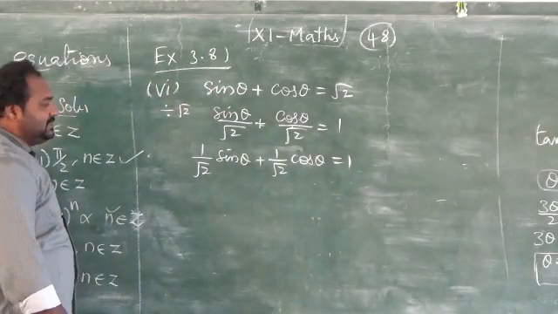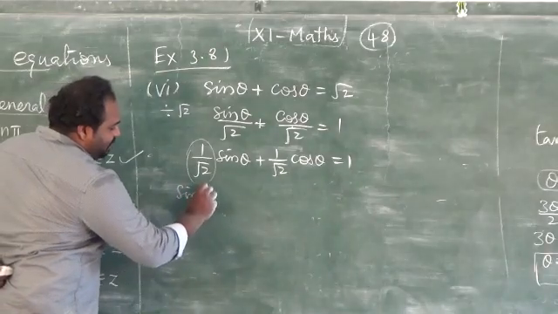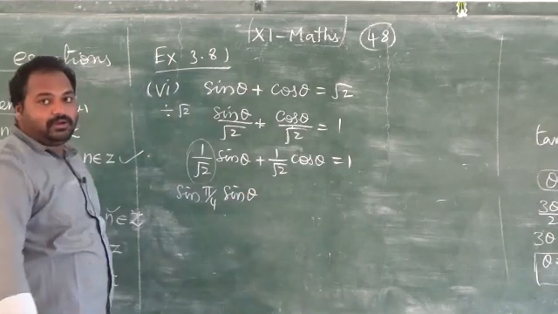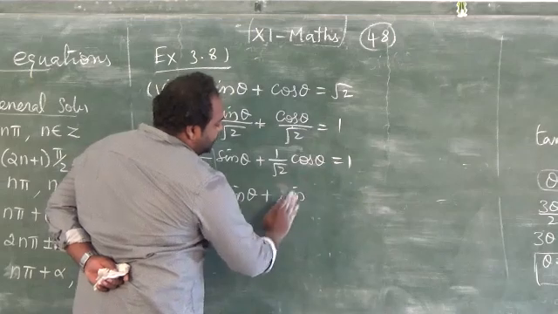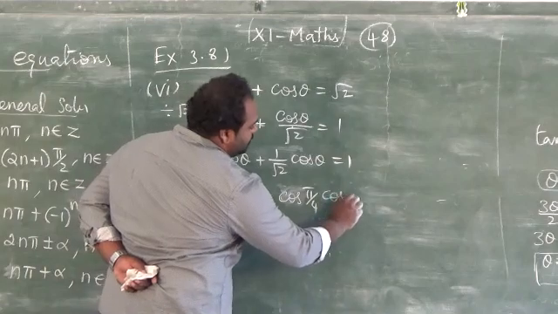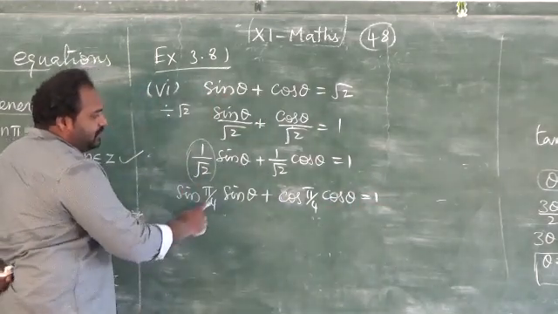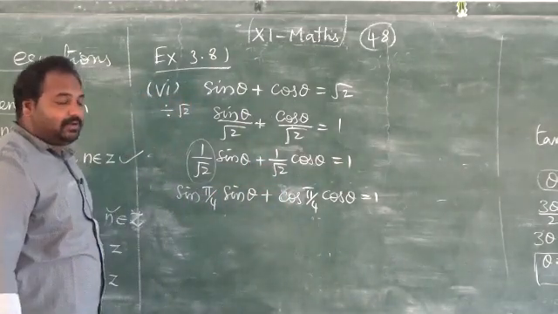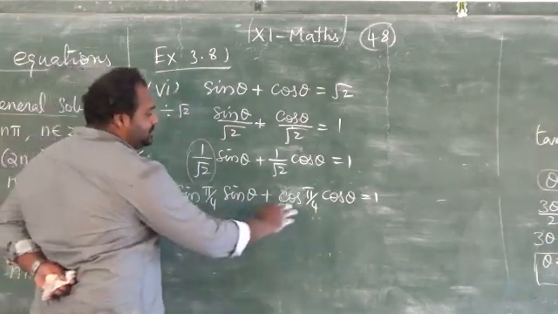So why are you writing like this? Instead of 1 by root 2, I can write sin pi by 4. Am I correct? Sin 45 is 1 by root 2. So instead of 1 by root 2, I am writing sin pi by 4. Then here, cos pi by 4 is also 1 by root 2. Here you have to be careful. For this term, we have to write sin pi by 4. For this 1 by root 2, it should be written as cos pi by 4. Don't write sin pi by 4 here also, you cannot get the answer. So here cos pi by 4.